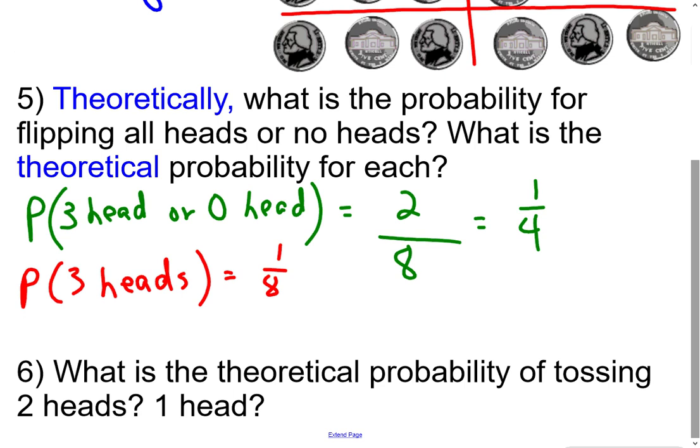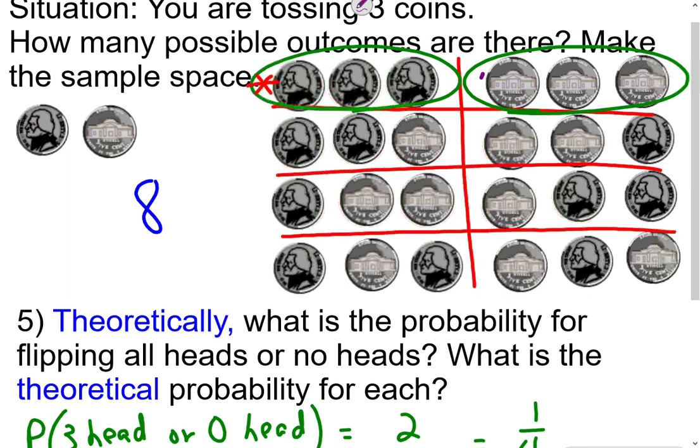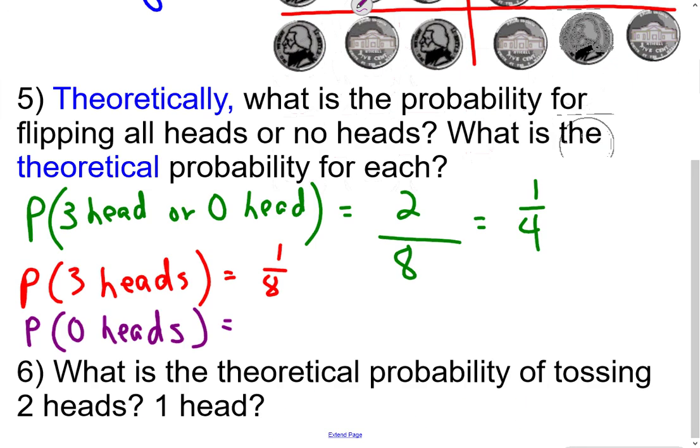And then last but not least, it asks, well, what's the probability of 0 heads? Another way to think of that is 3 tails. So I come up here and I go, well, where did that happen? Well, this was the only place that happened. So 1 outcome that way, 8 total. So I have a probability of 1/8.